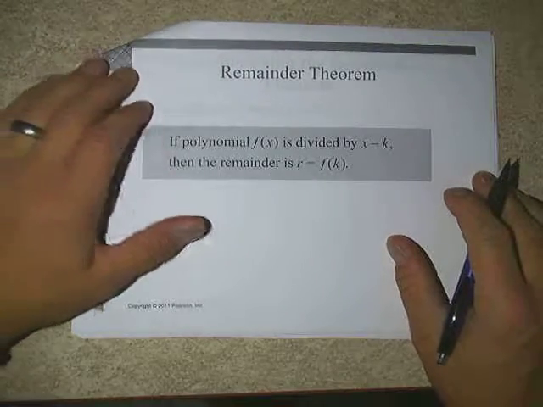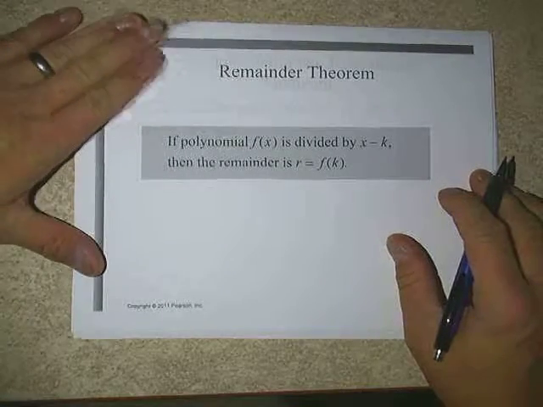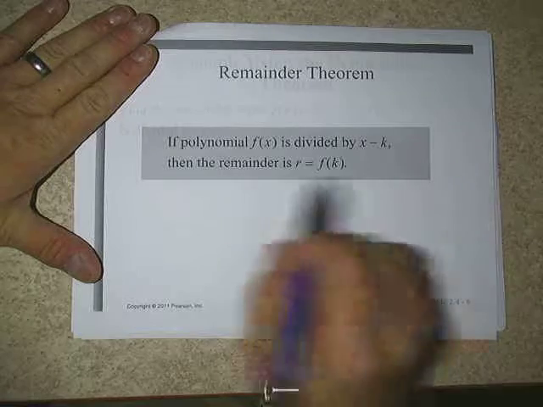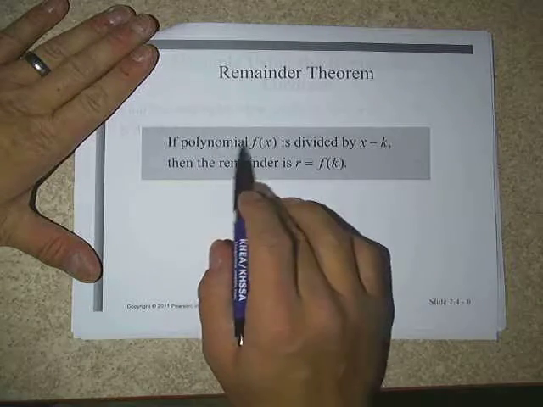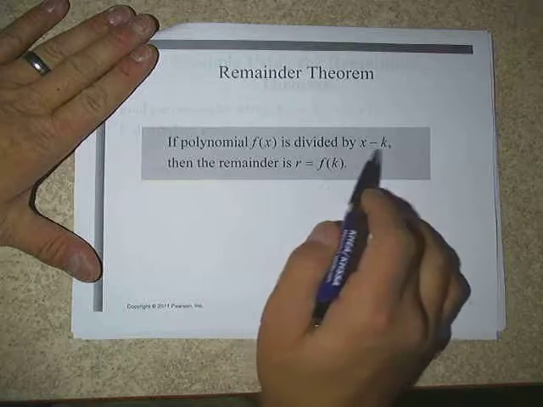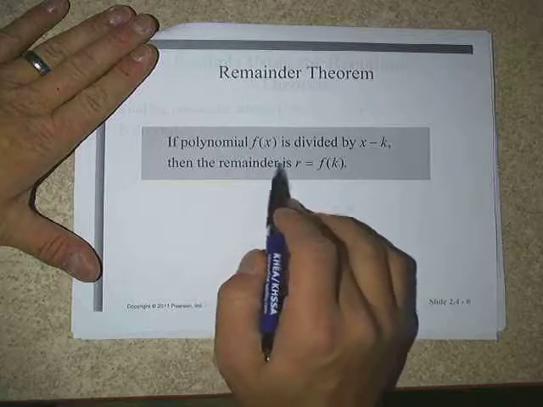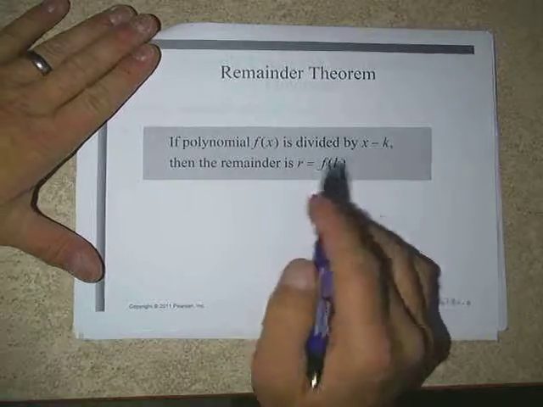Okay, the next thing that we're going to look at here is the remainder theorem. Ultimately what it boils down to is if we have a polynomial that's divided by x minus k, the remainder is f of k.